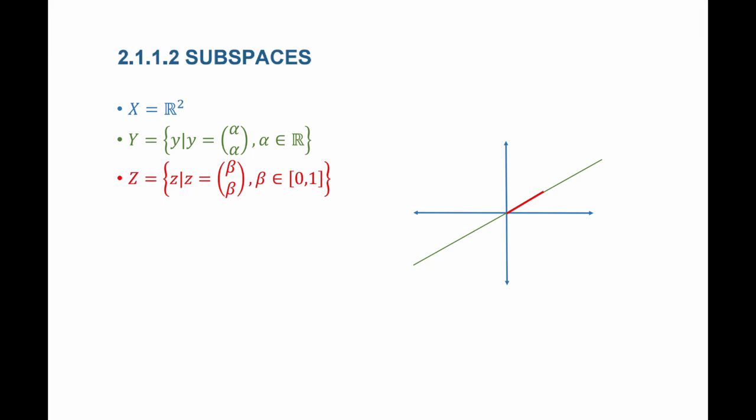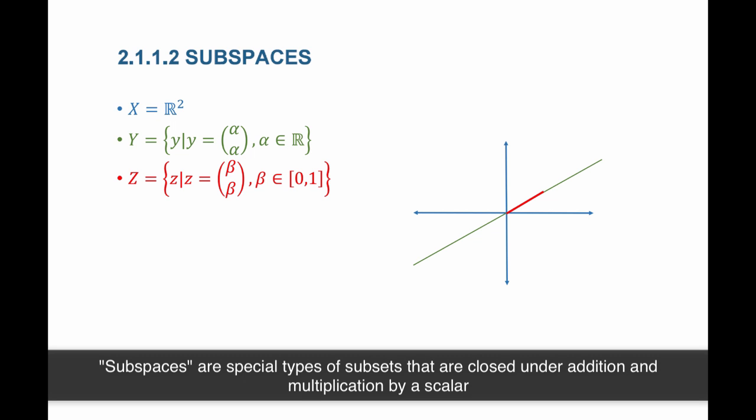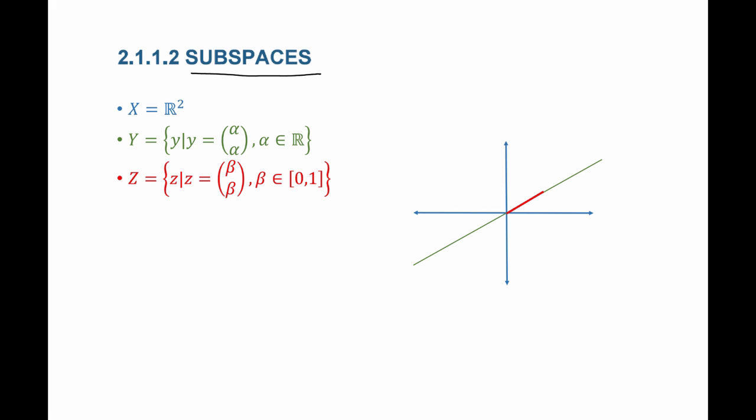A very important type of subsets of linear vector spaces is subspaces. Subspaces are special types of subsets that are closed under addition and multiplication by a scalar. So we'll see what that means using an example. If we look at the space V equal to R squared, the space represented here by the x's and y's.